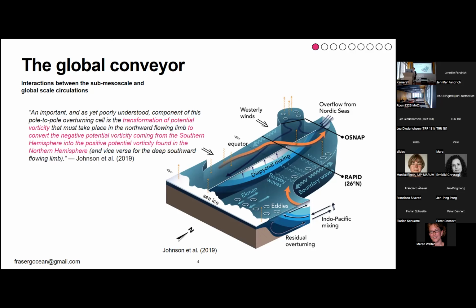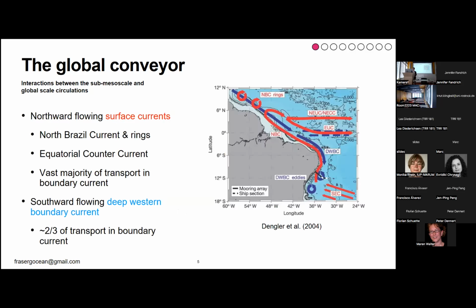Symmetric instability is really linked to potential vorticity, and we'll learn a bit more about that in a moment. This is one last slide of background. It shows the tropical Atlantic, a close-up of the current systems we have there. At the surface, you can see the northward flowing North Brazil Current, which has typical speeds of around 80 centimeters per second. And then we also get the formation of these eddies, the North Brazil Current rings, which are huge mesoscale eddies.